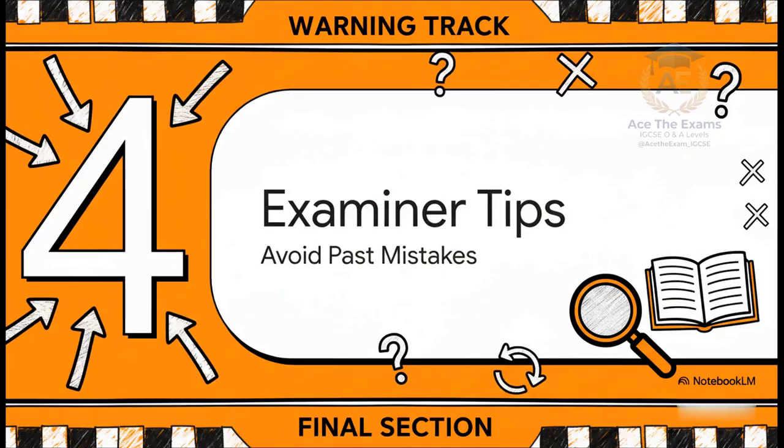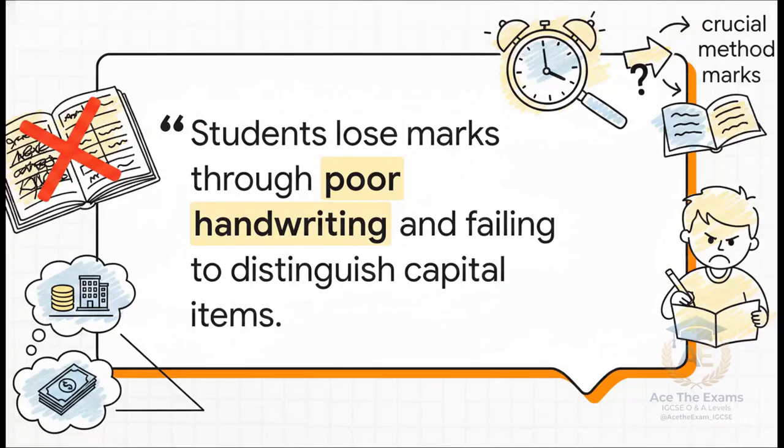Finally, Section 4, Examiner Tips and Pitfalls. I am pulling this next part directly from the 2024 and 2025 Principal Examiner reports, so please heed this warning. Sloppy handwriting in ledger accounts and mixing up revenue with capital items will actively destroy your final grade. Seriously, if the examiner can't read your numbers, they cannot award you those crucial method marks we talked about earlier.